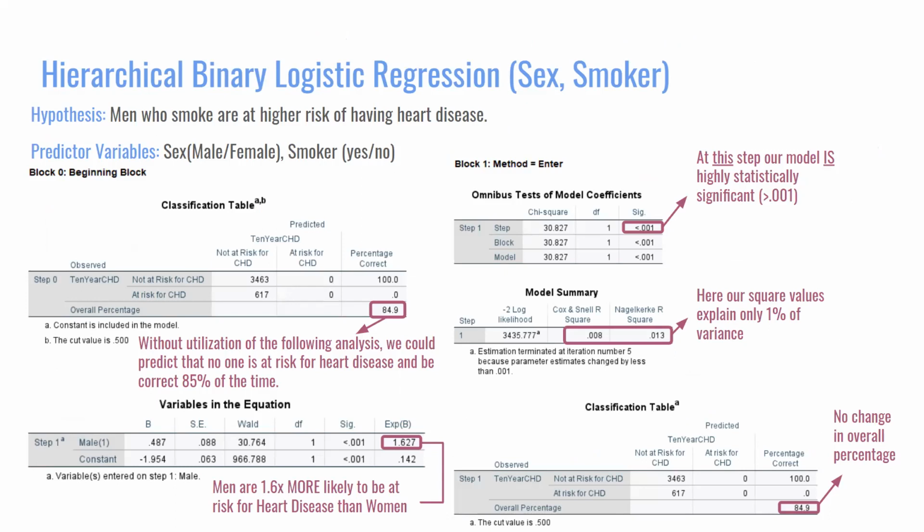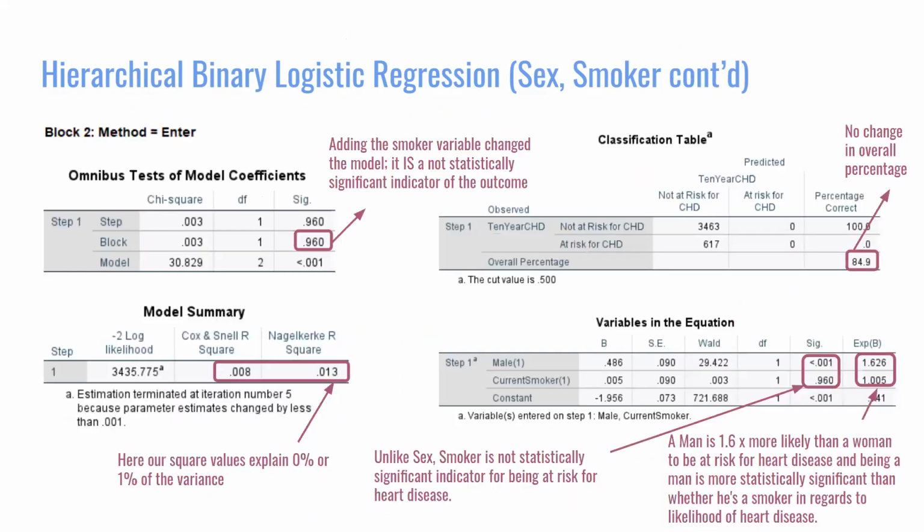But in block one, it was showing statistically significant. But when I added smoker, then the outcome changed. I was really shocked about this one. There was no relation between smoking, and there was actually more relation to being a man than being a smoker, of being at risk of heart disease. So it was really interesting. Yeah. So males are 60% more likely, right? That's how we would translate that outcome here.